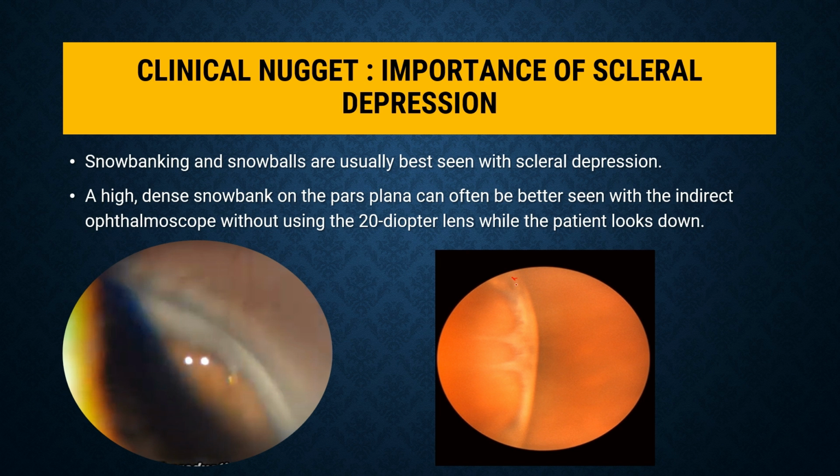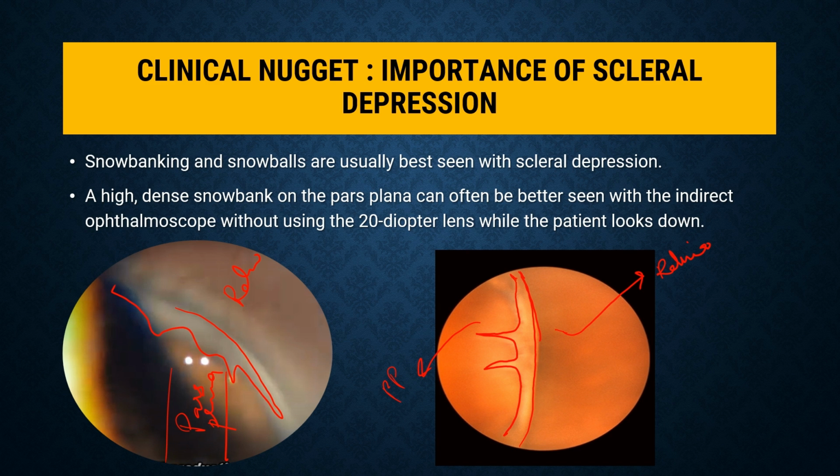Okay, so as you can see in these pictures, you can see these spikes. All these are nothing but your ora serrata. So on this end you have the pars plana, and over here is your retina, right? So this is the peripheral retina, ending as ora serrata, and from here you have the ciliary body starting, which is your pars plana. Again, this is the ora serrata, that white structure with the spikes, and this is the retina, and on this side you have the pars plana. So obviously you need good indentation to detect these snowballs and snow banking.